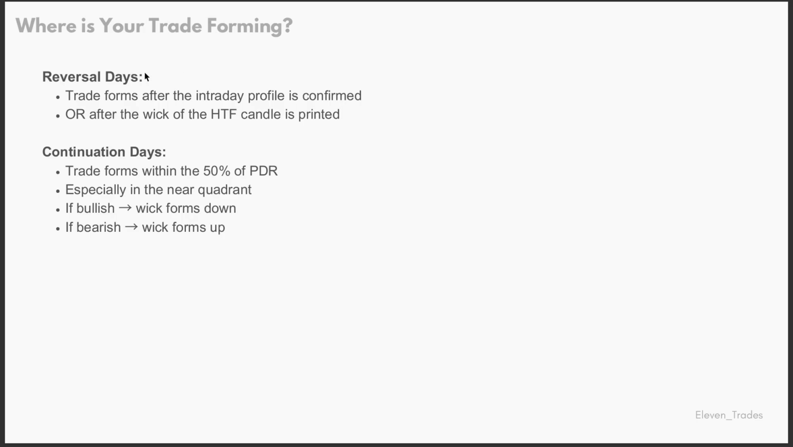Where is your trade forming? Under reversal days, you are trading away from the low of the day, which is after confirmation of the daily profile, or you are trading when the high time frame wick is printed. And on the continuation days, you are trading within the 50% of the previous day's range, especially in the nearest quadrant. If bullish, we want to see the wick of the candle form lower, and if we are bearish, we want to see the wick of the candles form higher and then continuation lower.